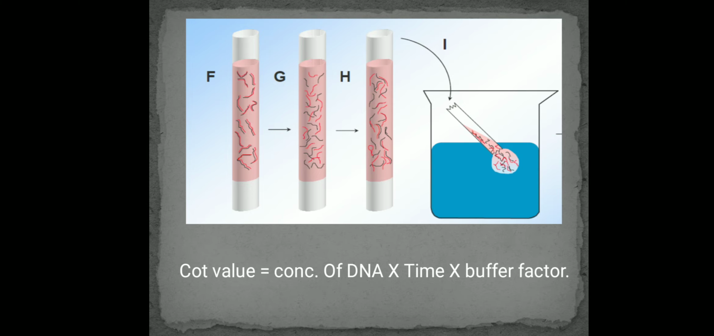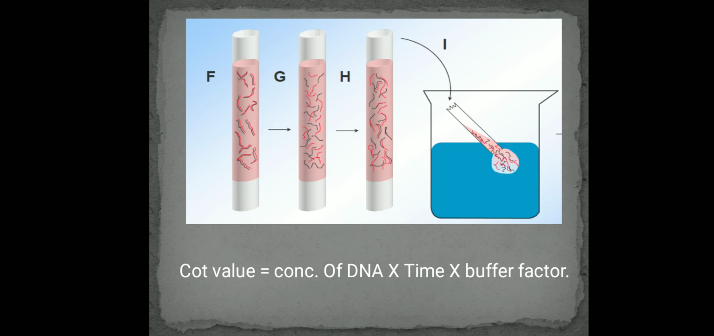So how do we calculate the COT value? There is a formula to calculate the COT value. The COT value depends upon the concentration, time and buffer factor, as I told you. So the COT value is equal to the concentration of the DNA into time into buffer factor. The buffer factor here could be 0.03 molar. You have used 0.03 molar sodium phosphate buffer. So that is your buffer factor.